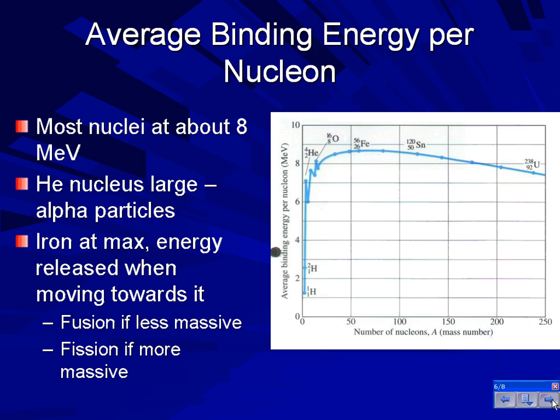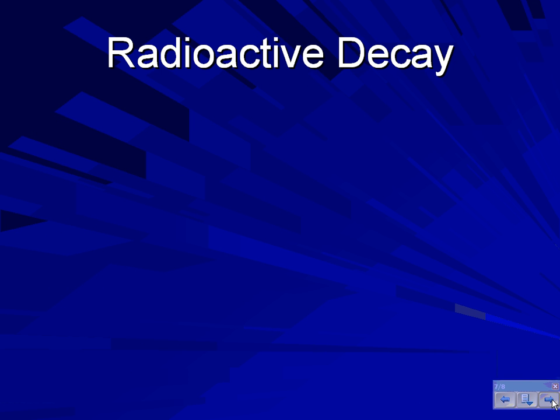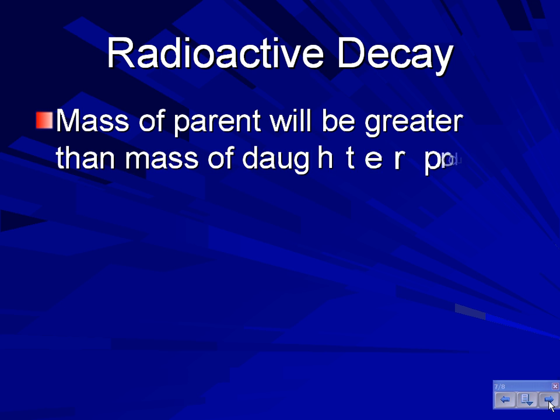What else can we talk about here? Radioactive decay. So we talked about the types of radioactive decay. Basically the mass of the parent nucleus is greater than the mass of the daughter products. There's missing mass. There's a mass defect when something decays radioactively.